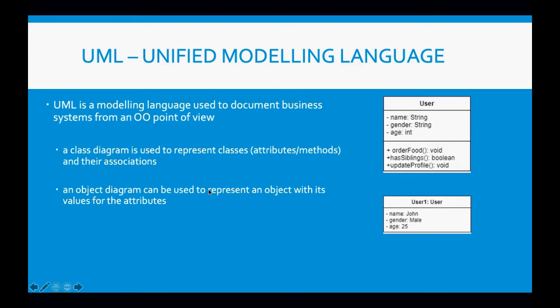So an object diagram is used to represent an object with its values. The object diagram will look like this. The user is user 1. The name of that user is John. The gender is male, and the age is 25. This is how a class diagram and an object diagram will look. It's usually more complicated than this, but this is a simple diagram that represents one class.